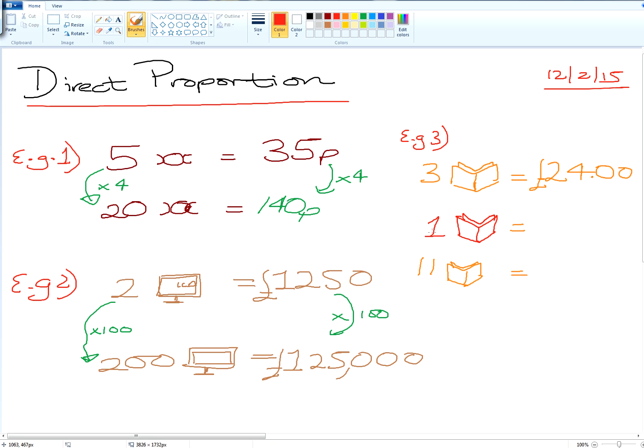11 is not a multiple of 3, so you can't multiply by a certain number easily to get 11. So what we do here, we work out the cost of one of the books first of all, and then the cost of the multiple books. So how do we get, okay, let's have Iqra. Iqra, how do we get from 3 books to 1 book? We divide by 3. Any number divided by itself gives you 1. Now, let's have Alishba. How do we get from 1 to 11, Alishba? Times by 11.